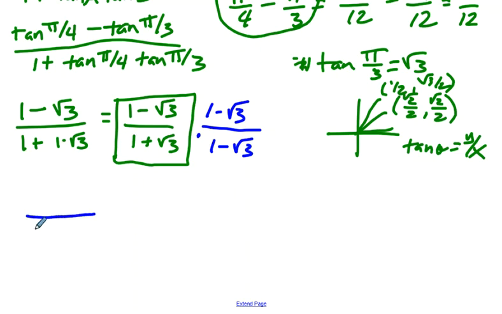1 times 1 is 1. 1 times negative root 3. Root 3 times 1. And root 3 times negative root 3. In the numerator, 1 times 1. 1 times negative root 3. Negative root 3 times 1. And negative root 3 times negative root 3.